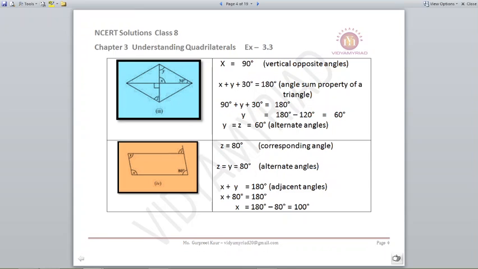When y is 60 degrees, I can say z is also 60 degrees because it is the shape of a parallelogram, and x and z and y form alternate angles. They both will be equal, so that is 60 degrees.